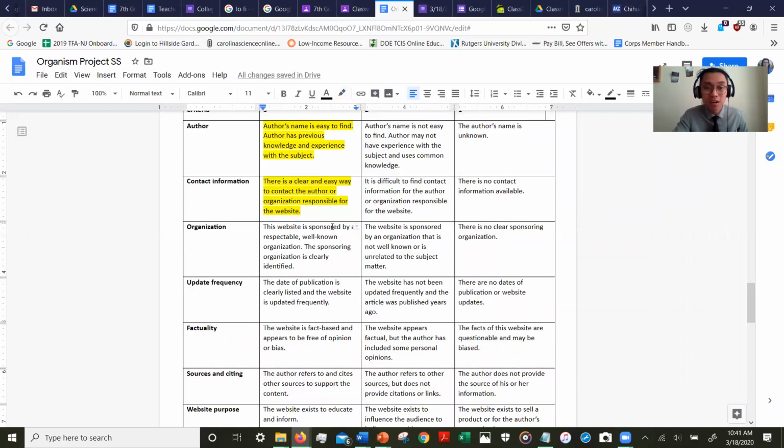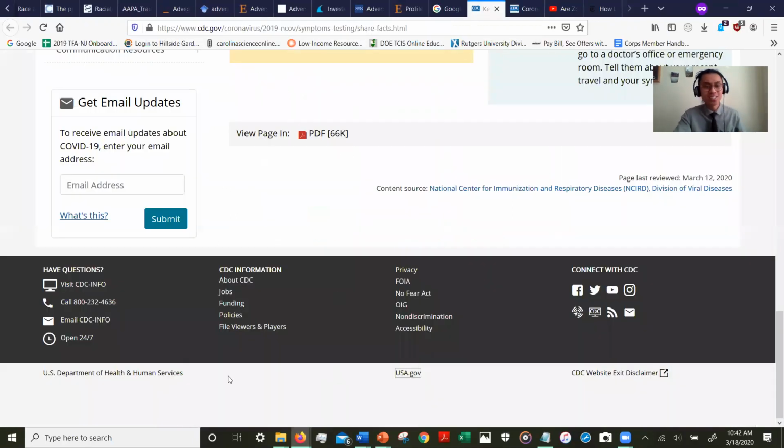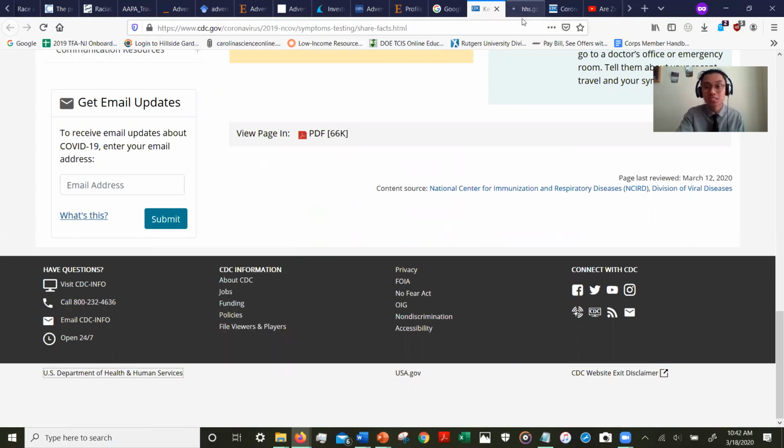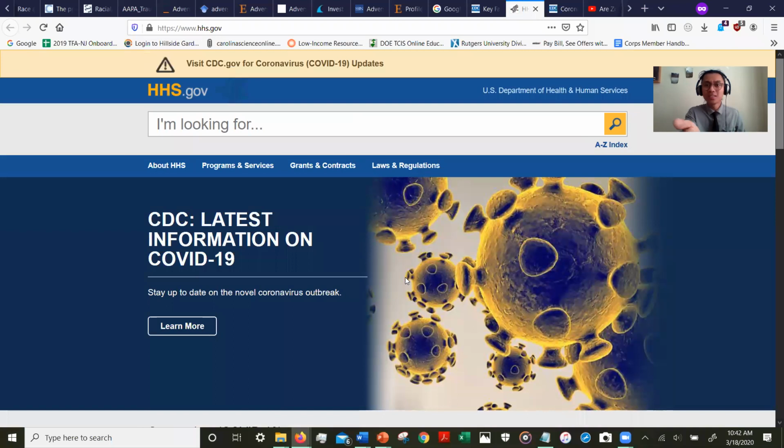Organization, the website is sponsored by a respectable, well-known organization. The sponsoring organization is clearly identified. Is it clearly identified? Of course it is. USA.gov, we just went over how credible that was. It's part of the U.S. Department of Health and Human Services. So a bigger branch of the U.S. government. And oh, look at that.